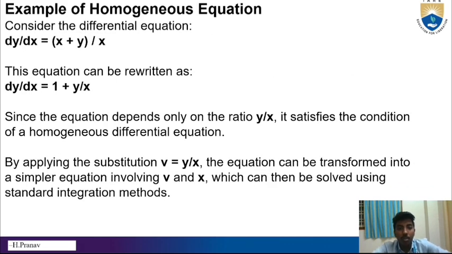So, coming to the example of a homogeneous equation, consider a differential equation dy by dx equal to (x plus y) by x. This equation can be written as dy by dx equal to 1 plus y by x. Since the equation depends on the ratio y by x, it satisfies the condition of a homogeneous differential equation.